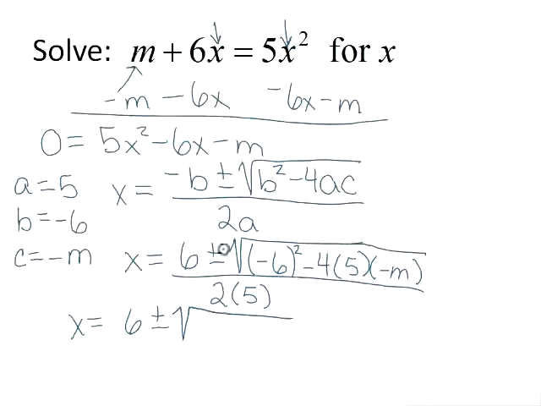So let's see if I can simplify that radical a little bit more. Negative 6 squared is 36. Negative 4 times 5 is negative 20. But when I multiply negative 20 by a negative m, I get plus 20m, all over 10. And this would be sufficient to leave the expression in this form.